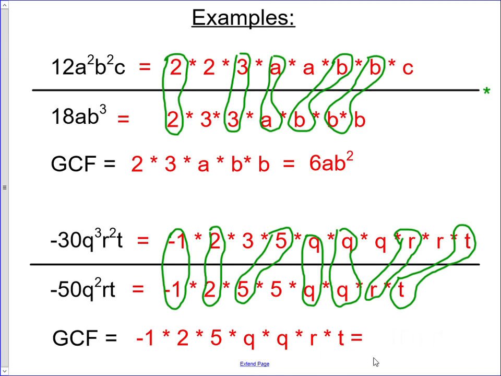We're going to multiply those together, and that's going to give us a greatest common factor of negative 10 q squared rt. So the greatest common factor between these two terms is negative 10 q squared rt.